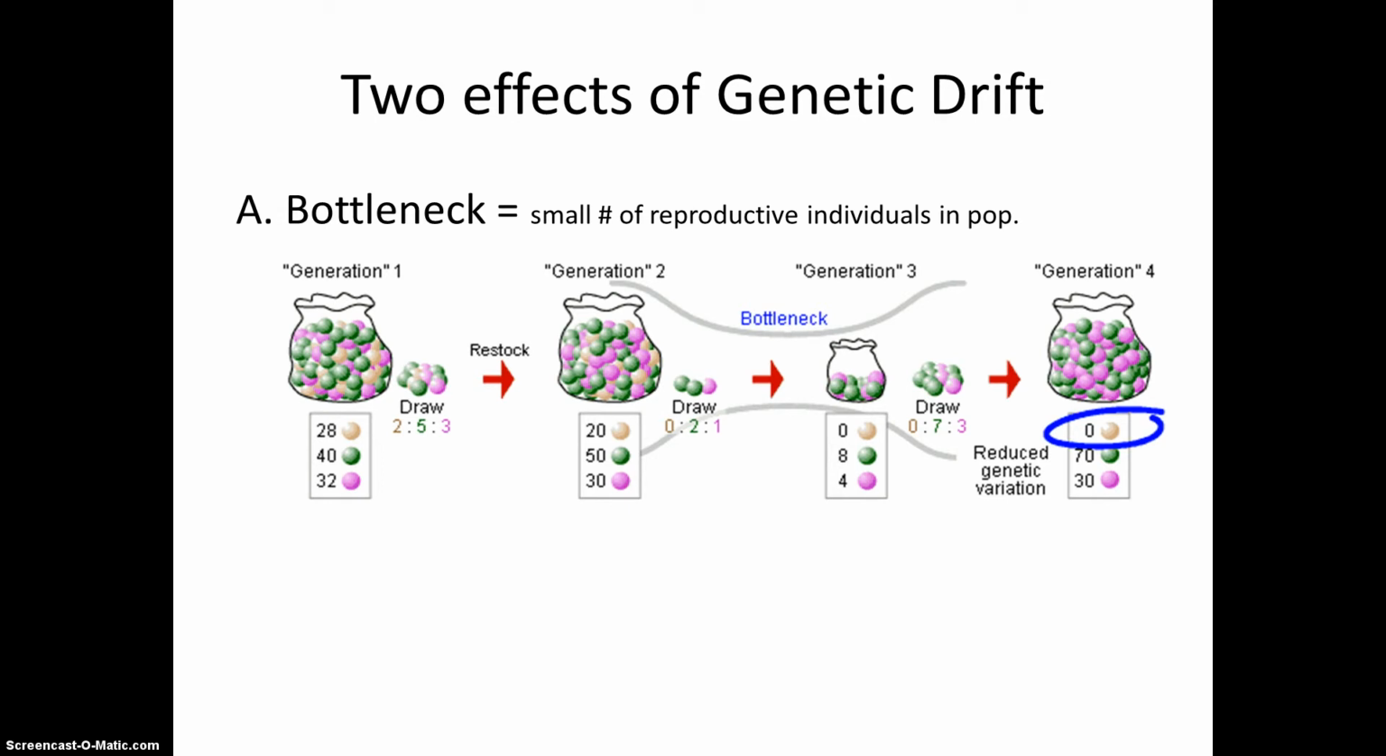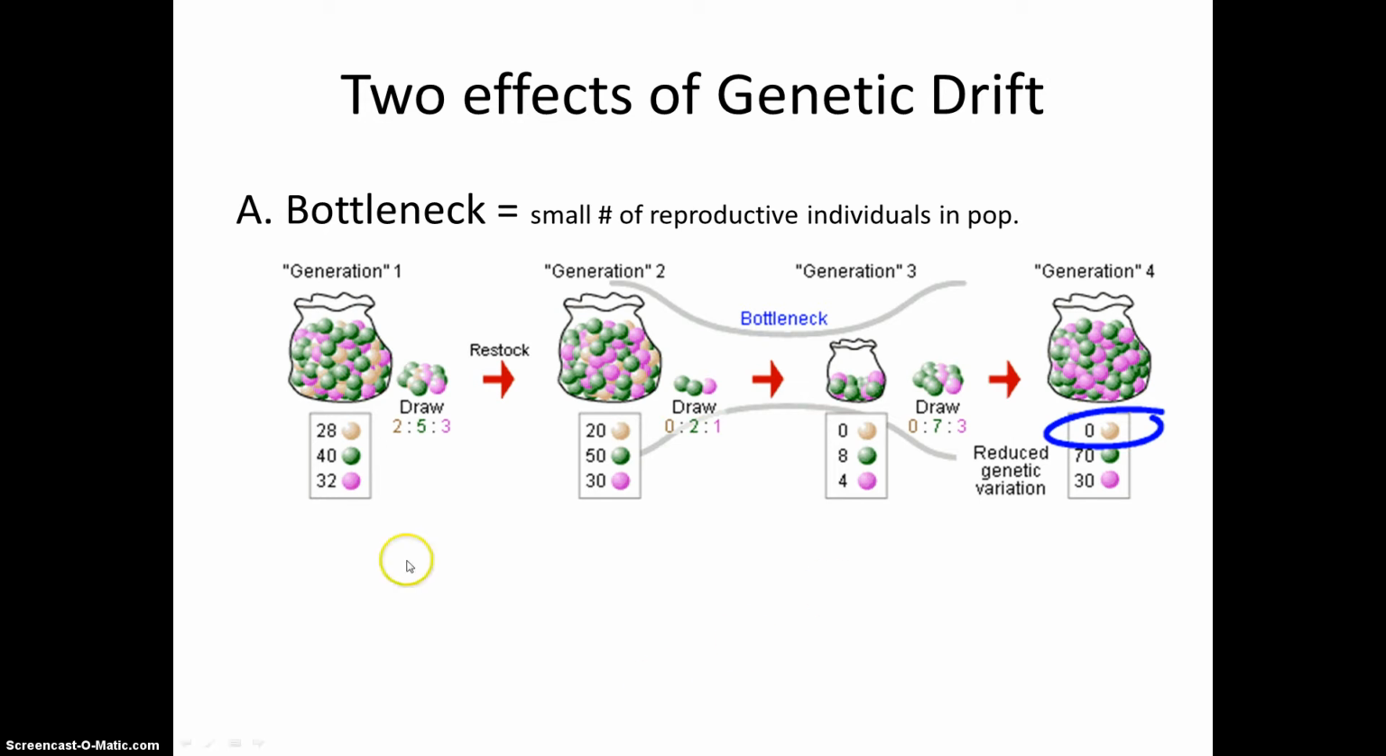The first example of genetic drift is a bottleneck event, and this one is very important to you. A bottleneck happens when, for whatever reason, a large portion of the population dies out. And when they die out, you lose a lot of the genetic variety.